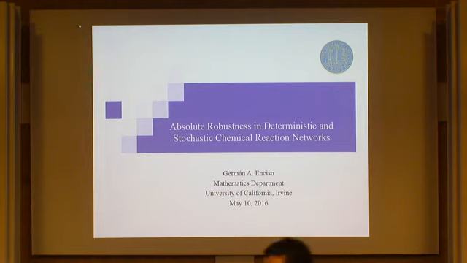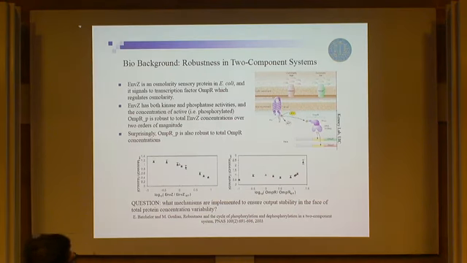Today I'd like to talk with you about absolute robustness, what it means, and specifically what it does in deterministic and stochastic systems. I'm going to tell you a little bit about the biology behind it. Then I'm going to tell you about the deterministic framework, what it is, and then we'll move on to the stochastic aspects of it, and I'll give you some examples. Anytime, please stop me, and we'll keep this as informal as possible.